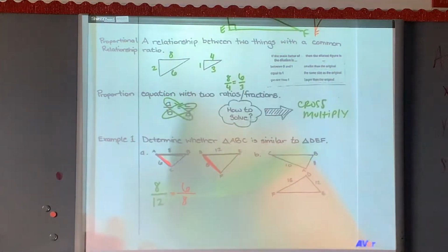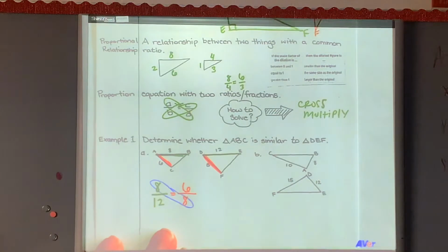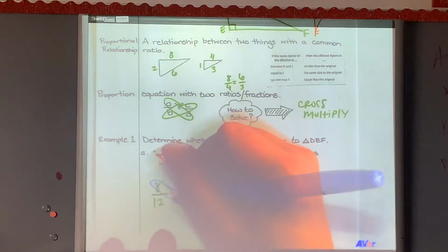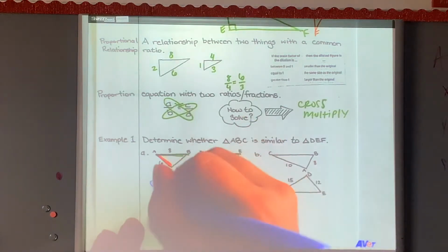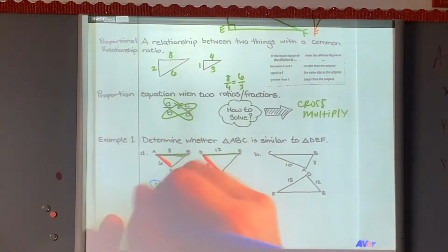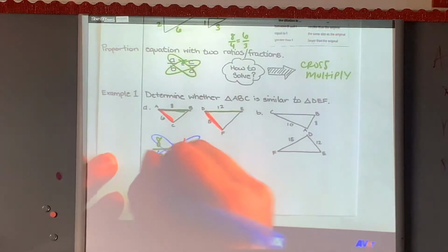Now we are going to work on the cross multiplication. We're going to test these fractions to see if they're equivalent, or if they are proportional. 8 times 8 is 64, and 12 times 6 is actually 72, which those numbers are not the same, which tells me that these shapes are not similar.